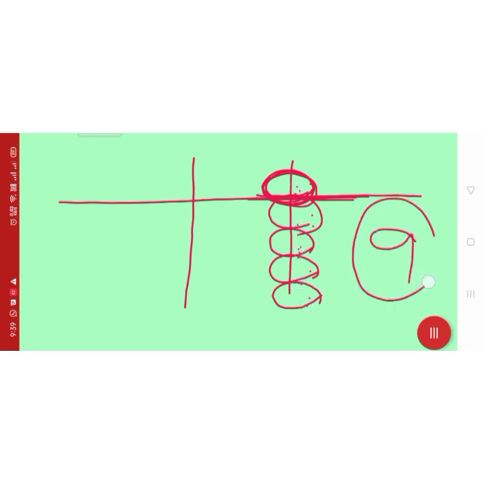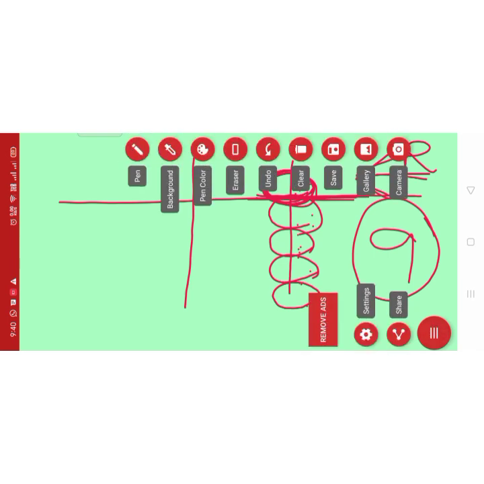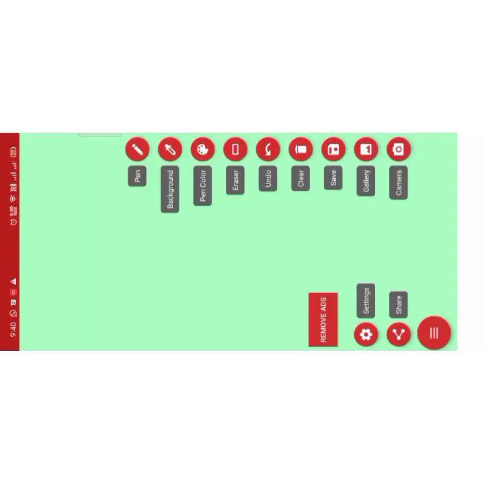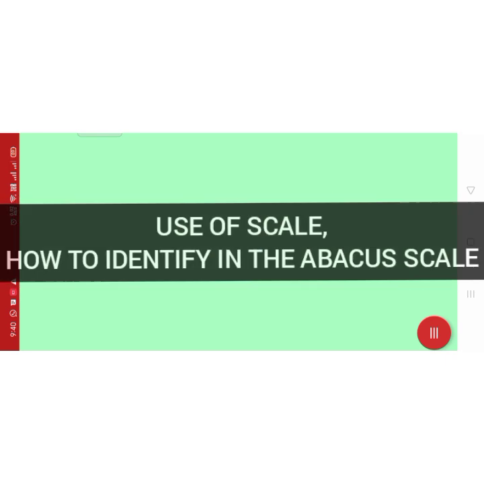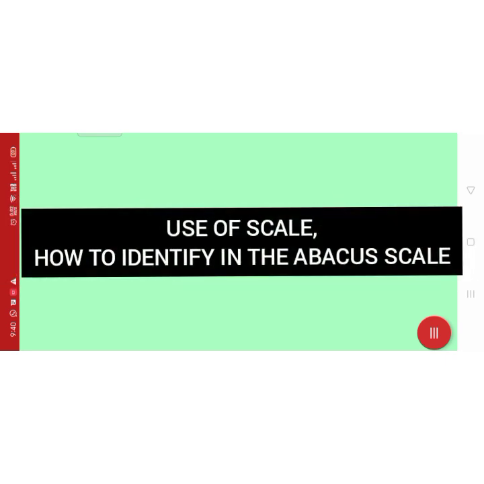So from this side, we start calculating. From the right side in the abacus scale, we start calculating. Done? Now I'll tell you how you will solve in your book. So let's go.